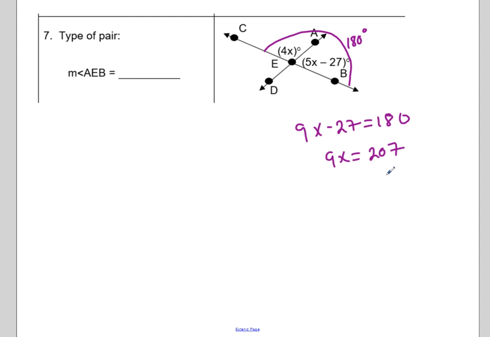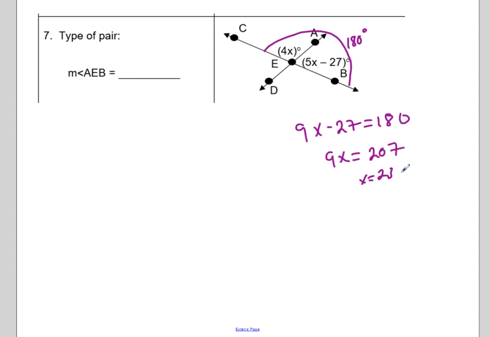So 9 goes into 207. That's going to be 23 times. All right, so X is equal to 23. 9 goes into 180 20 times. That gives me a 27, so that would be an additional 3.